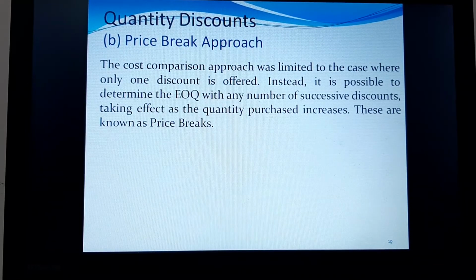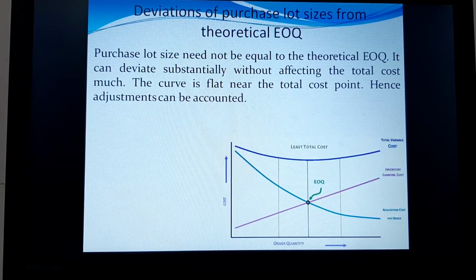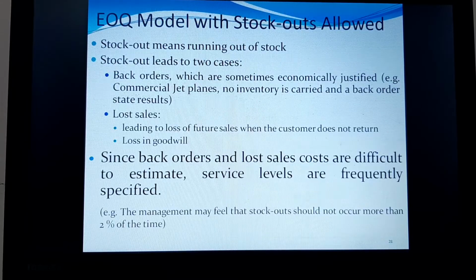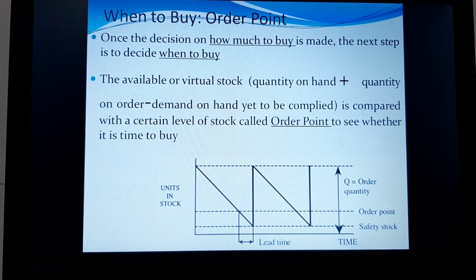So this is about your price break approach and discount of lot sizes from theoretical EOQ by stockouts, if it is allowed, because in our general assumptions we are not supposed to have stockouts. But if you consider stockouts, this is the way you can include that variant into your EOQ model. Now we are coming to the next question that we are supposed to ask.